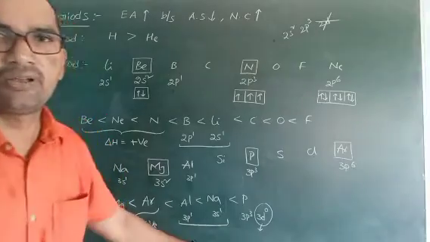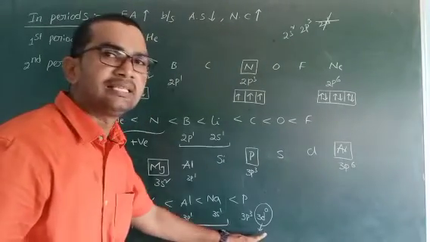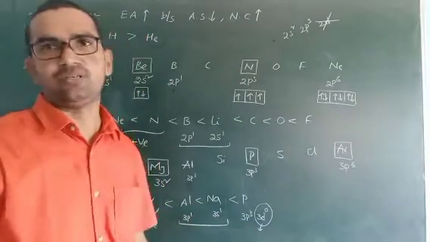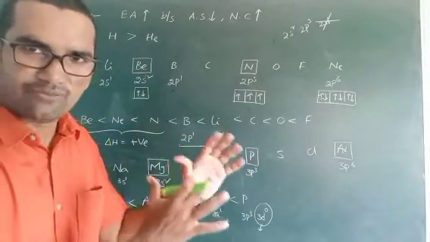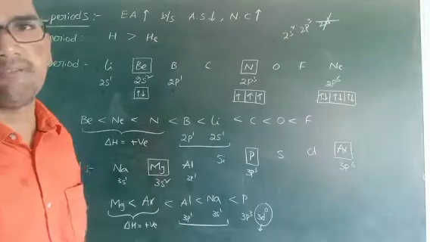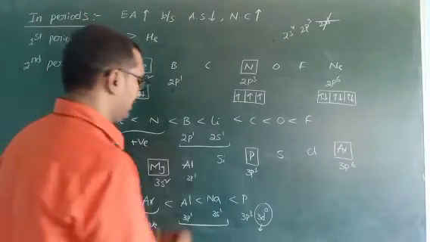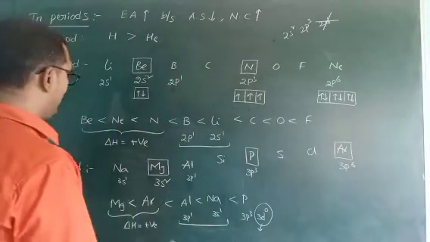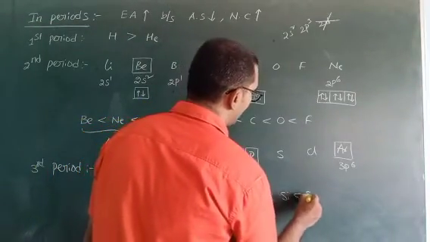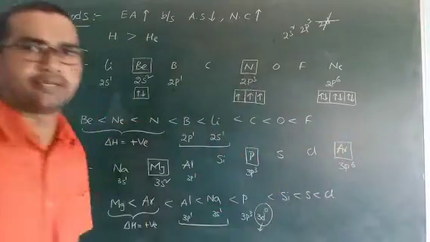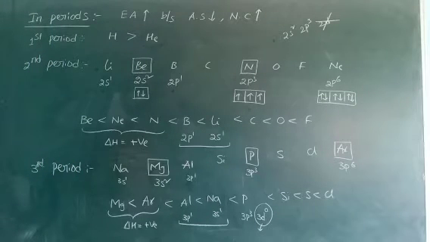Empty 3d orbital is available. That's why it takes the electron and releases the energy. Because for accommodation, an extra place is available here. Next, remaining elements, silicon, next sulfur, next chlorine. This is the explanation about periods.